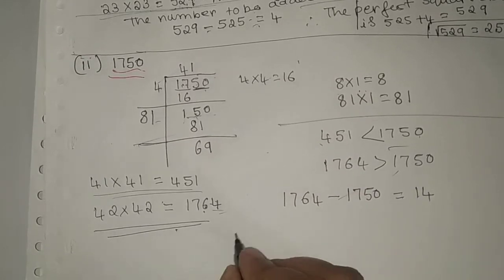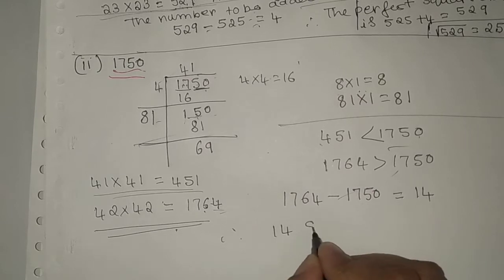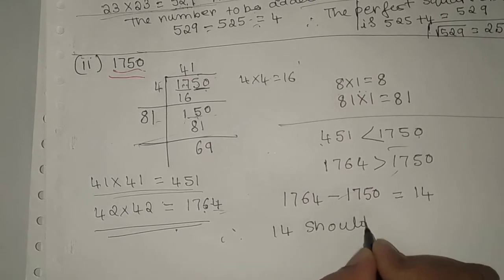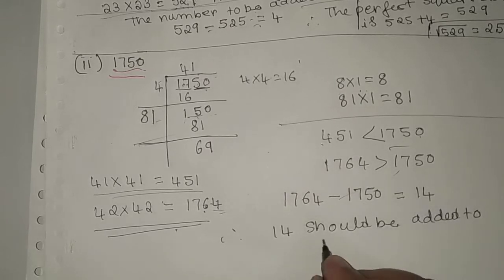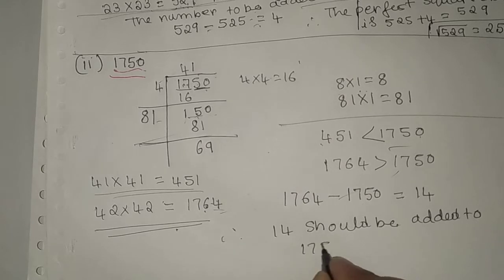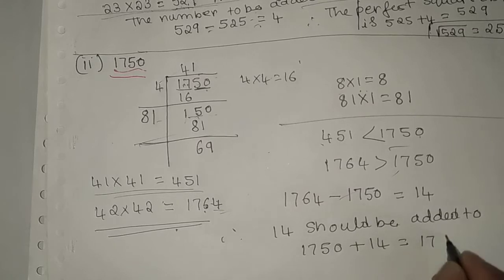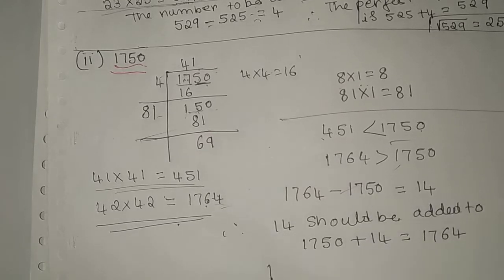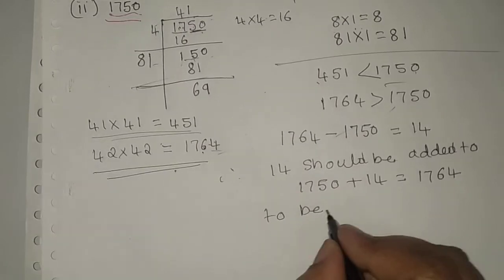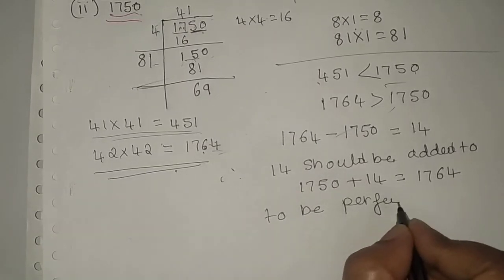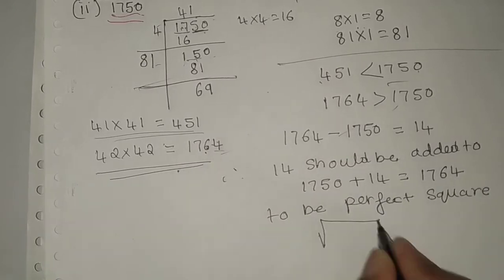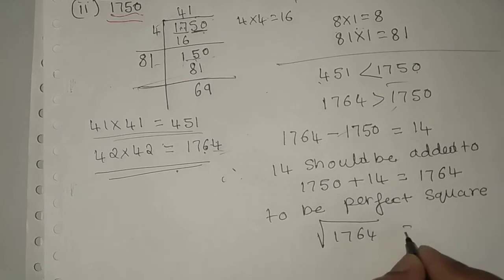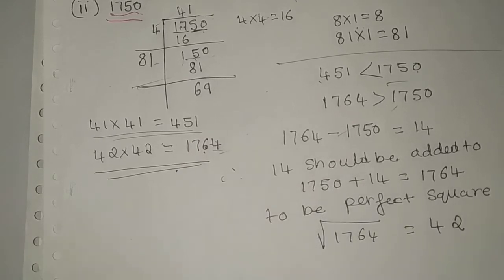14 we are getting. Therefore 14 should be added to the number given in the problem, 1750 plus 14, which becomes 1764, to be a perfect square. So therefore we got, the square root of 1764 is equal to 42. So this is the solution.